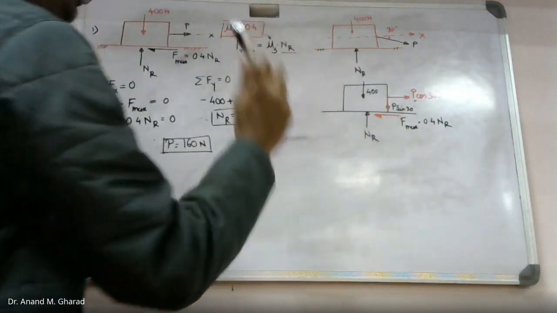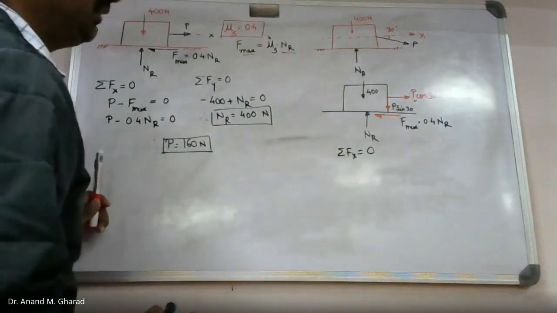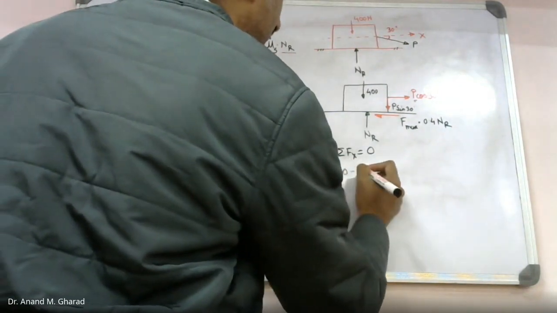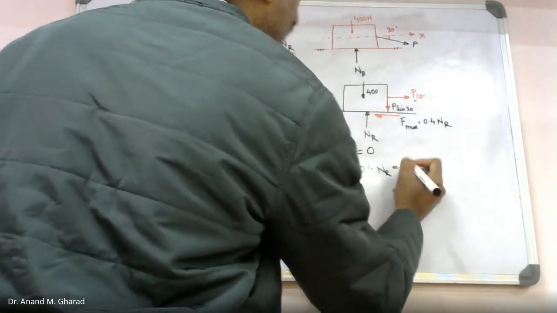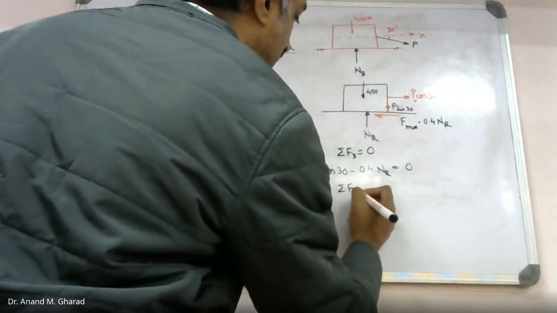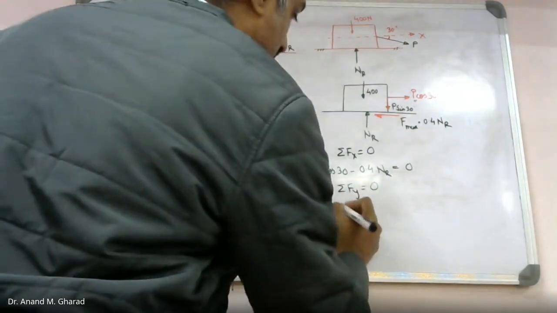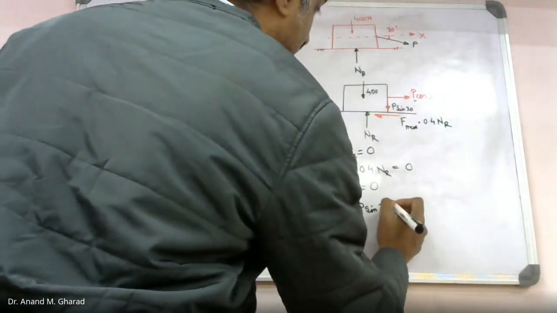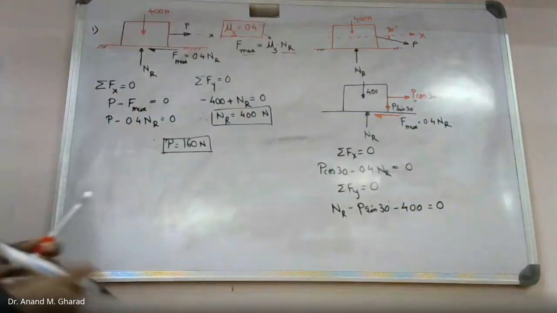Again, the same equations of equilibrium can be easily applied. So forces in x direction equal to 0. What do you find? P cos 30 minus 0.4 times NR equal to 0. Two unknowns. One unknown can be found out by using summation of force in y direction equal to 0. So NR positive minus P sin 30 minus 400 equal to 0.